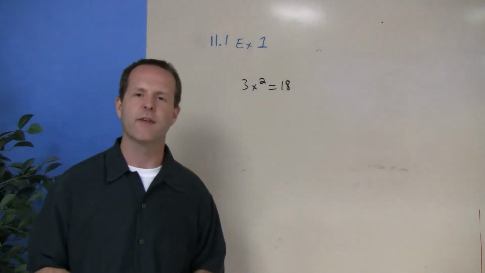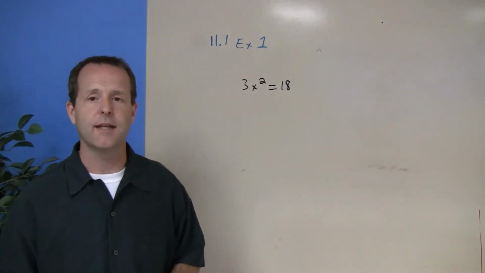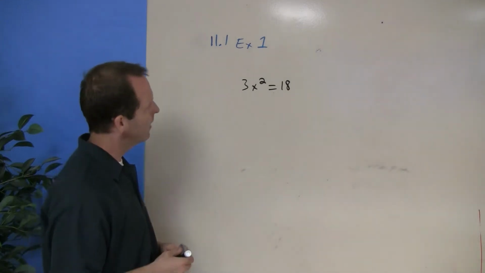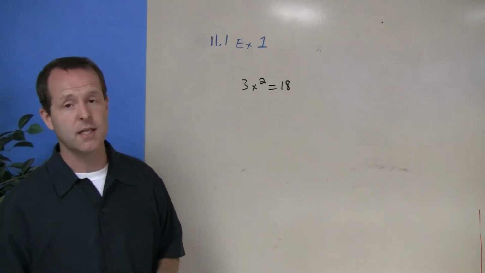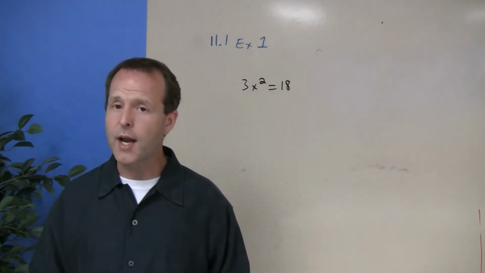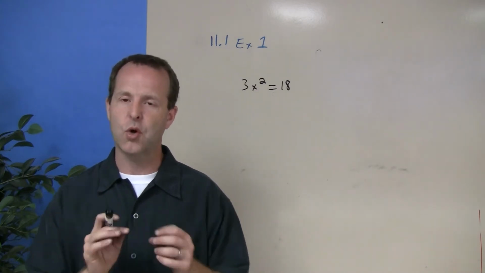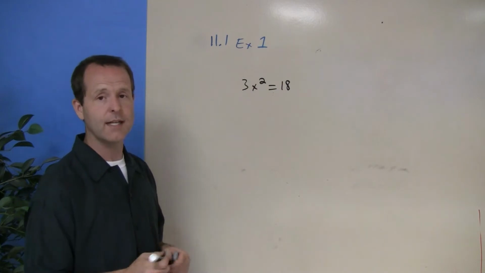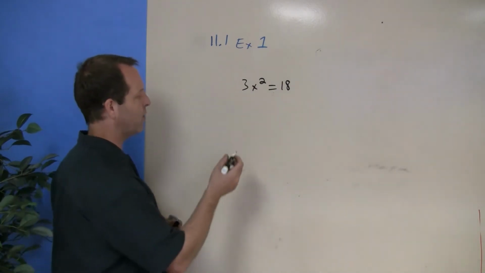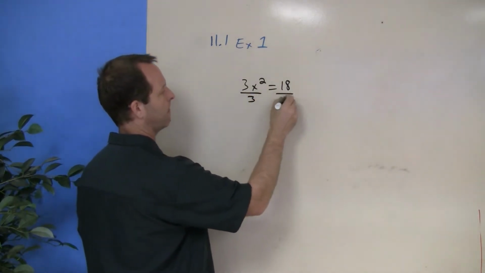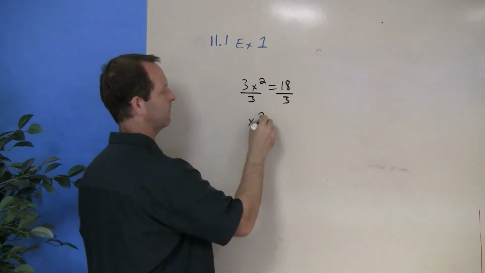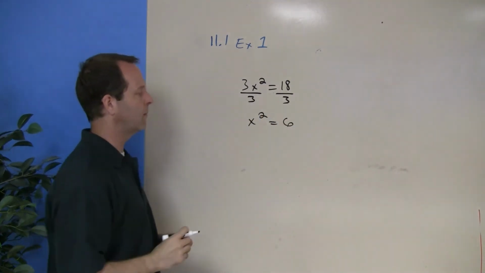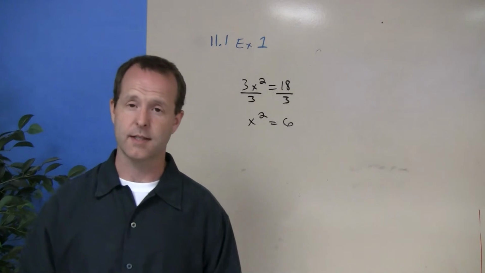Well, I'm going to go through a couple of examples and help you understand some of the key points involved here. First thing is I notice it's an equation. And like any equation, if I'm trying to solve for a variable, I try to get the variable by itself. So 3x squared equals 18. Let's divide both sides by 3. Now I'm left with x squared equals 6.